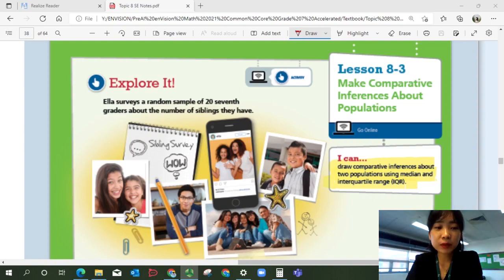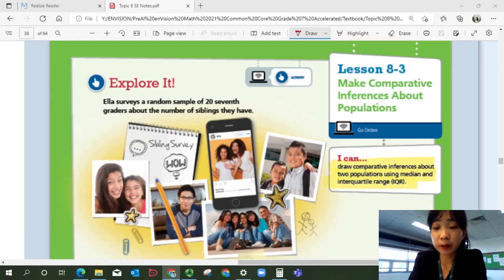Hi everyone, this is Pre-Algebra Lesson 8-3. Make comparative inferences about populations. In this lesson, we'll be able to draw comparative inferences about two populations using median and interquartile range.